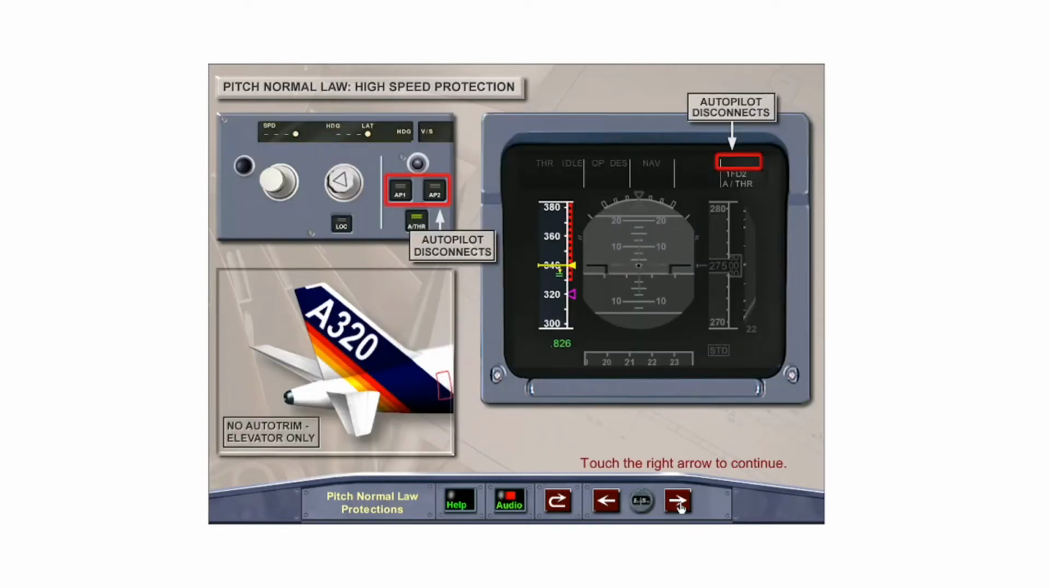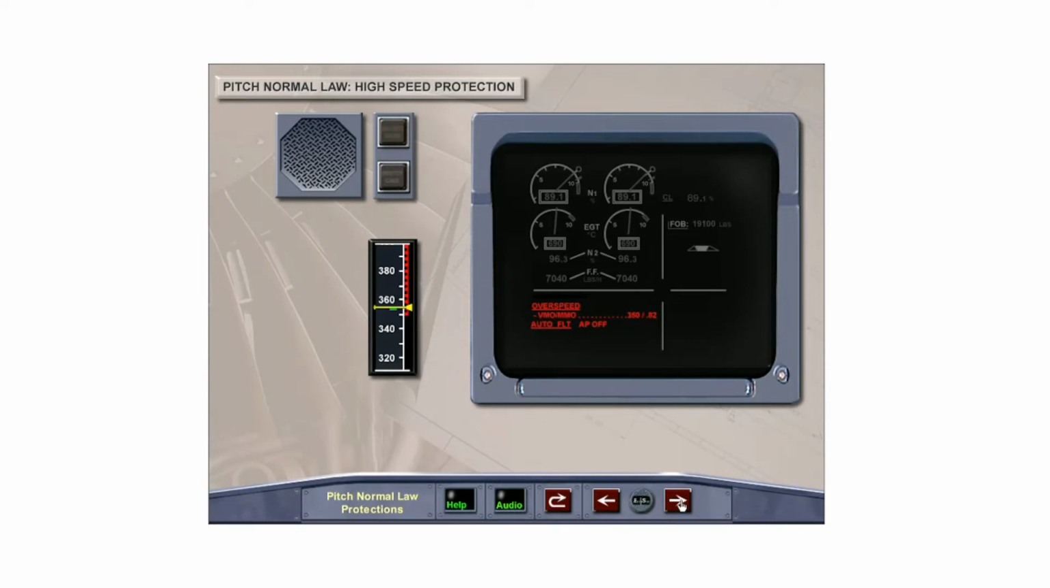When high-speed protection is active, the autopilot disconnects, and the horizontal stabilizer stops auto-trimming with only elevator used to bring the aircraft back to within the normal speed envelope. When the aircraft enters the high-speed protection area, an overspeed warning is generated to ECAM, the continuous repetitive chime is heard, and the master warning flashes. The autopilot off warning is also displayed if the autopilot was on.